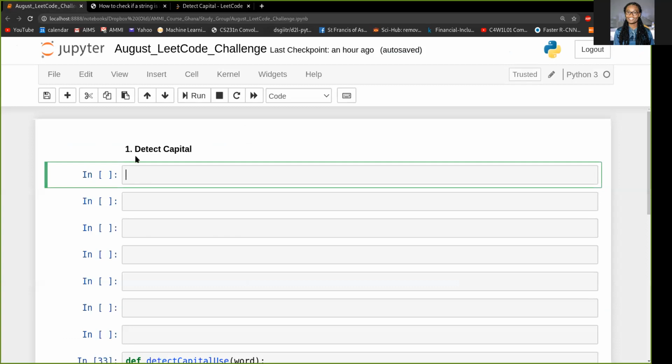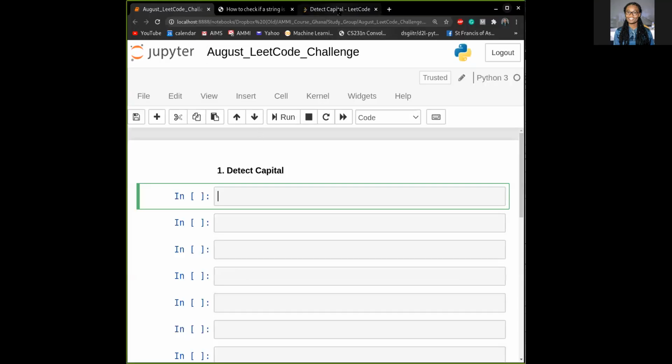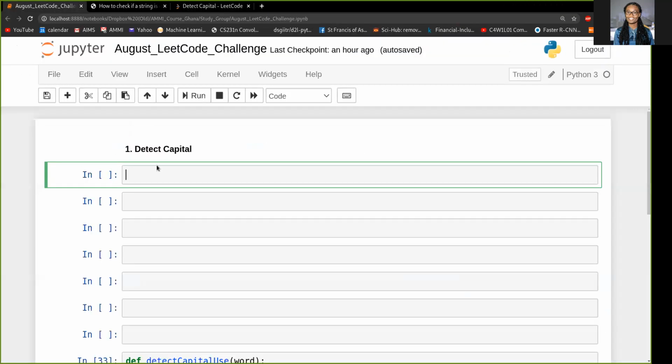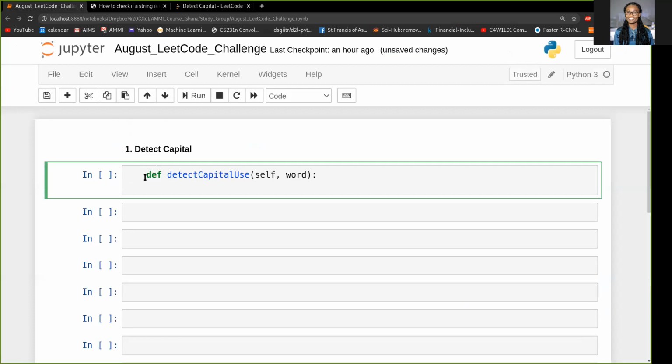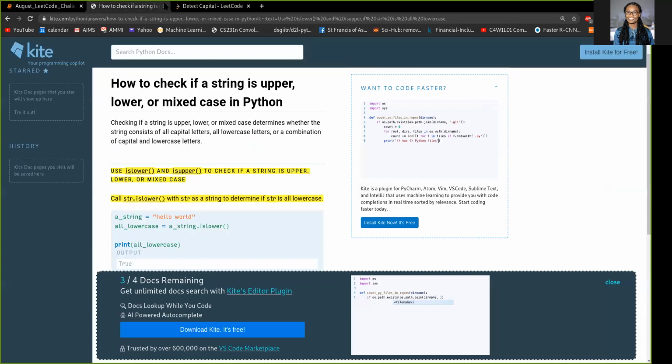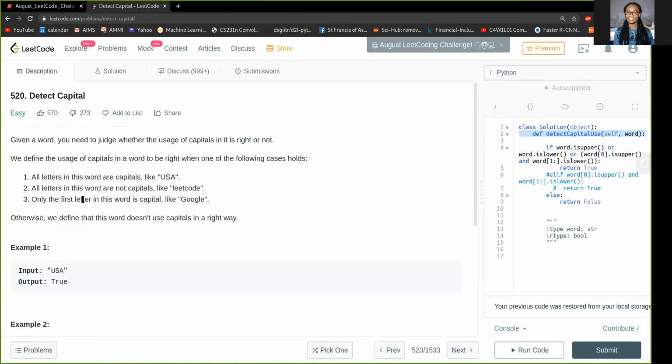So what I just did was that I just had to make good use of what they had written there, the name of the function here. So once we have the name of the function, which is detect capital, they wrote it in a class, but I just want mine in a Python function. So the idea is that we want to ensure that all letters in the word are capitals, like USA.